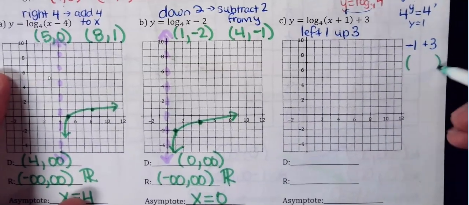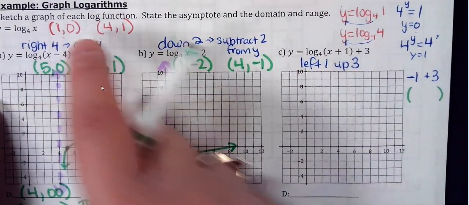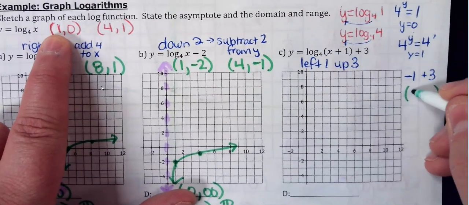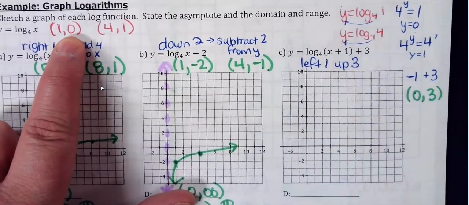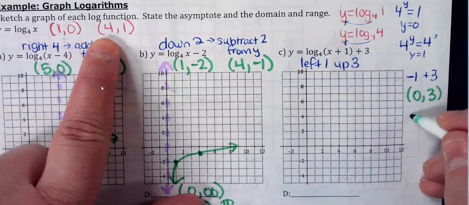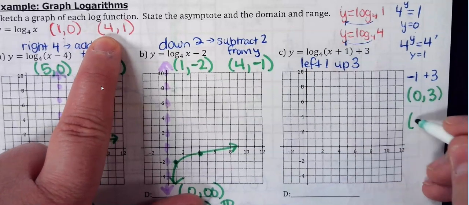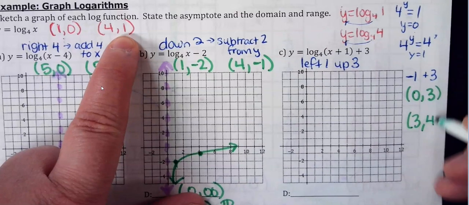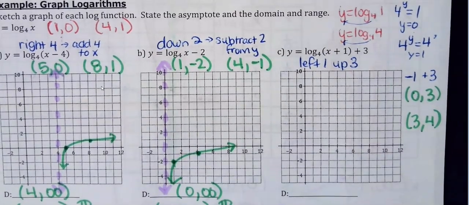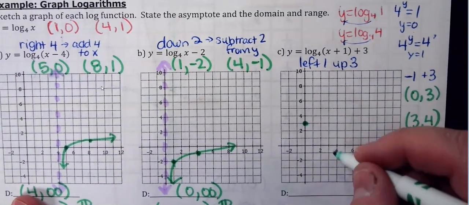All right, so my original points, let me pull it down so you guys can see them. Okay, so 1, 0. If I subtract 1, that's going to be 0, and I add 3 to 0, that'll be the point 0, 3. The other point before I shift it is 4, 1. I subtract 1 from 4, so that's going to give me 3, and I add 3 to the 1, so that's going to give me 4. So after I shift left 1, up 3, the new 2 points are 0, 3, and 3, 4.